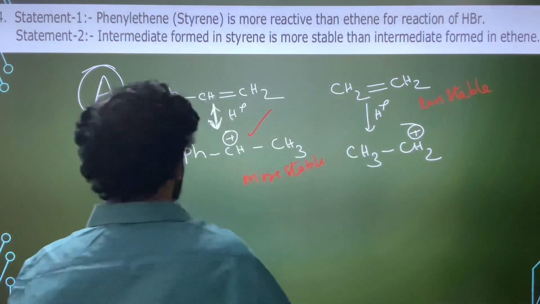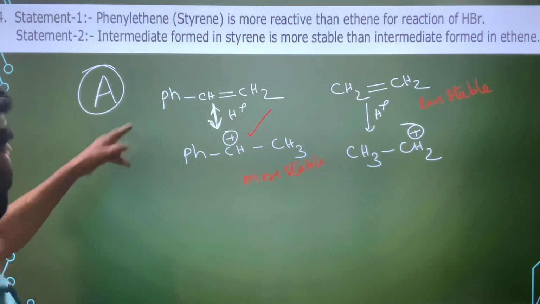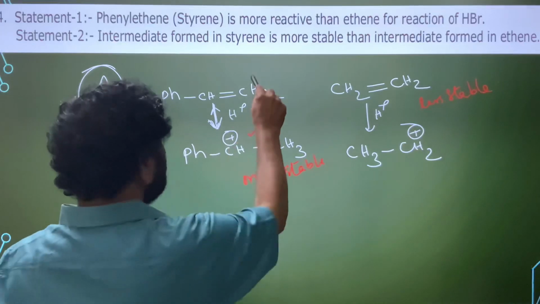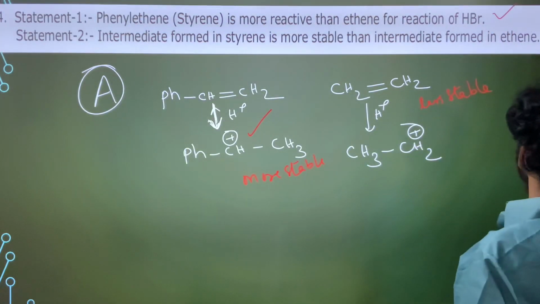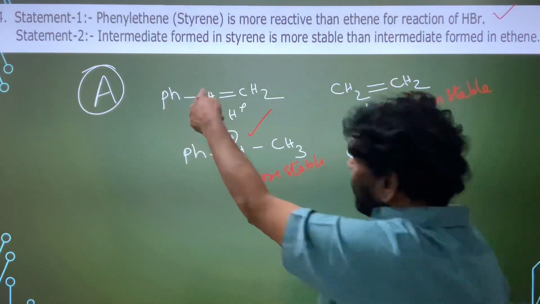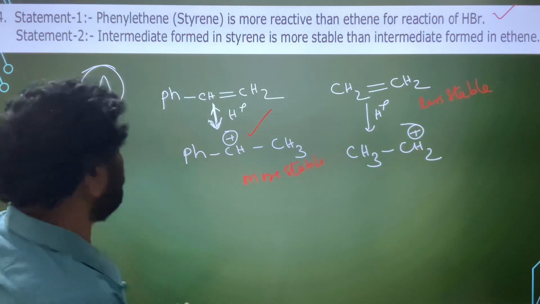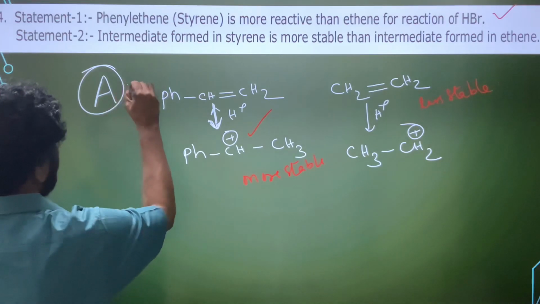More stable, less stable. The intermediate formed in styrene is more stable. Yes, correct. Both are correct. That is why it is more reactive. That is because of the more stability. A is the correct option.